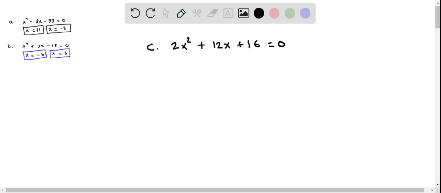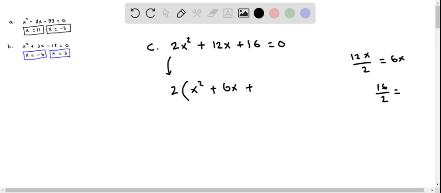Let's do part C. Here we have the quadratic equation 2x squared plus 12x plus 16 equals 0. We see that we have a common factor of 2 in each of the terms. So we can first write this equation in a simplified form by factoring out 2. So when we factor out 2, we get x squared plus this 12x has to be divided by 2 since we are factoring out 2, and this gives 6x. So therefore this middle term will be 6x, and the last term is 16. We should divide by 2 since we factor out 2, so this gives 8. So we put 8 here, and this equals 0.